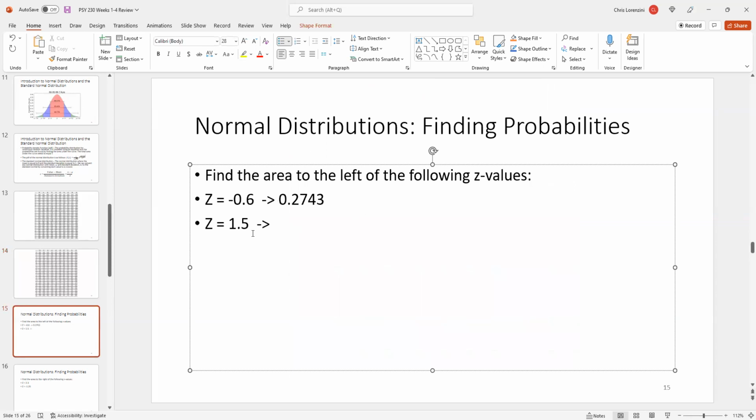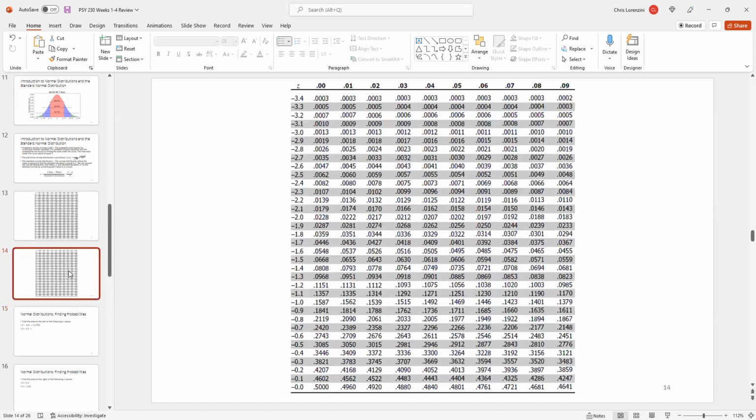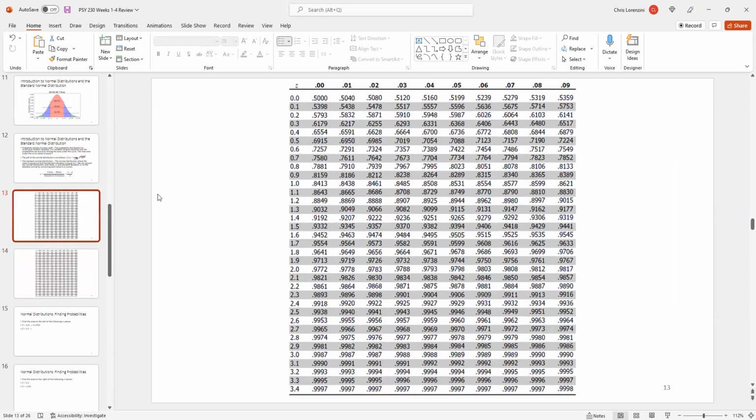Now let's find the area to the left under the curve for z equals 1.5. I'm going to do the same thing. I'm going to come to this positive version of the table, and I'm going to look this value up, 1.5. Same thing, 1.50. I get 0.9332. So my key value here, my area to the left, will be 0.9332.